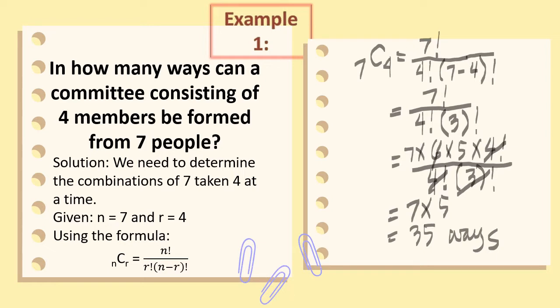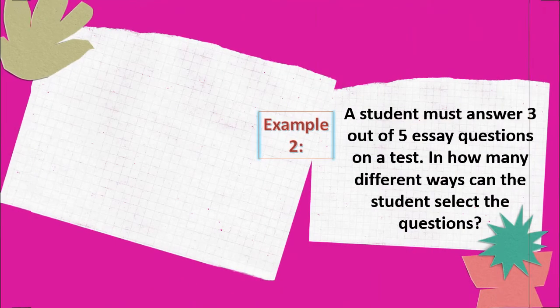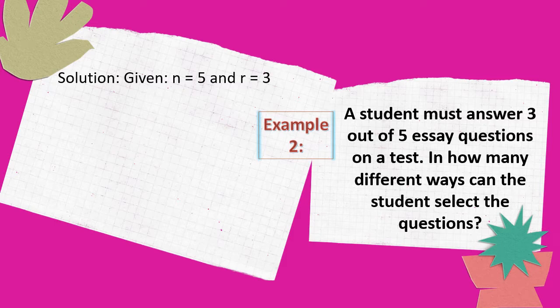Let's look at another example. Example number 2. A student must answer 3 out of 5 essay questions on a test. In how many different ways can the student select the questions? Solution. So we have n equal to 5 and r equal to 3. We will use this formula of combination, nCr, is equal to n factorial over r factorial multiplied by the factorial of the difference of n and r. So let's substitute the given values first.